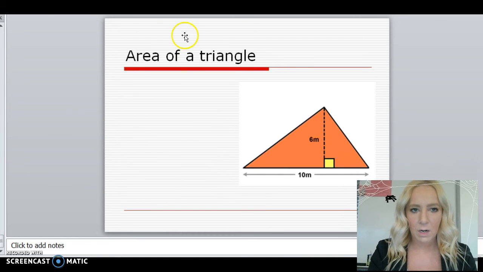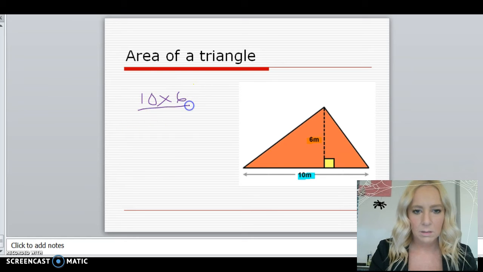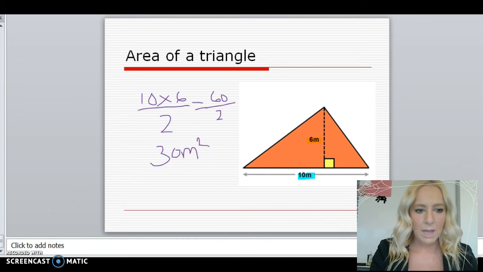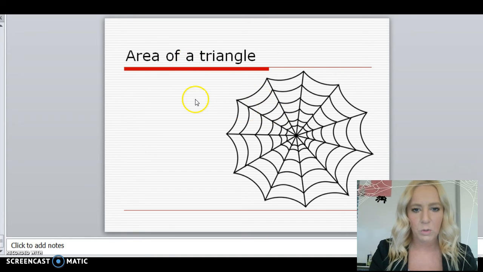Let's look at another example here. Again, the base of my triangle is 10 meters. The height of my triangle is 6 meters. So I'm going to take 10, my base, times 6, my height, and divide by 2. 10 times 6 is 60. 60 divided by 2 is 30 meters squared.